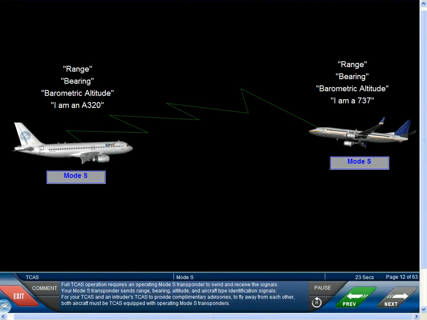Full TCAS operation requires an operating Mode S transponder to send and receive the signals. Your Mode S transponder sends range, bearing, altitude, and aircraft type identification signals. For your TCAS and an intruder's TCAS to provide complementary advisories to fly away from each other, both aircraft must be equipped with operating Mode S transponders.